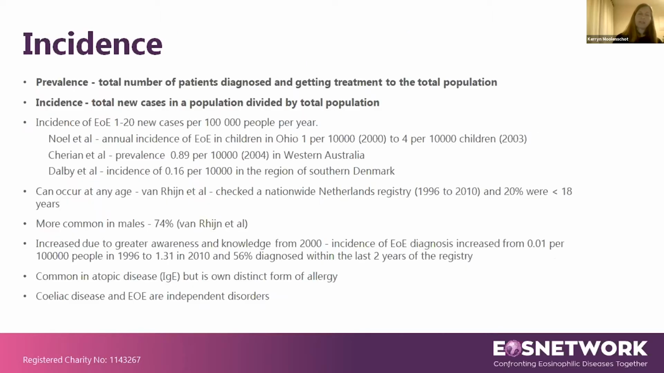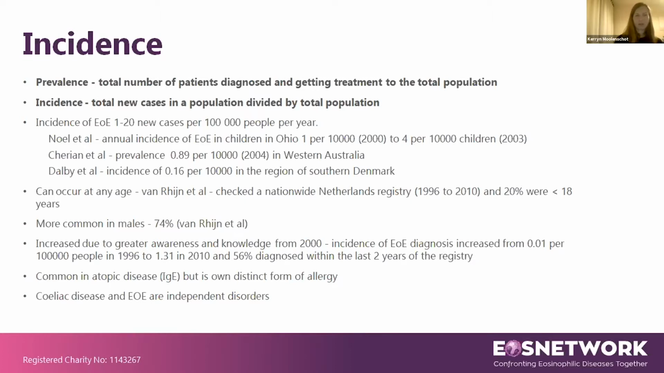So just in terms of incidence of EoE, some terms. Prevalence means the total number of patients diagnosed in the population. So if you take a point in time, there could be thousands of patients with EoE that are diagnosed and receiving treatment. And incidence is normally over a short period of time: how many new cases are you finding in the population? So per year in the general population, you normally have 1 to 20 new cases per 100,000 people per year.